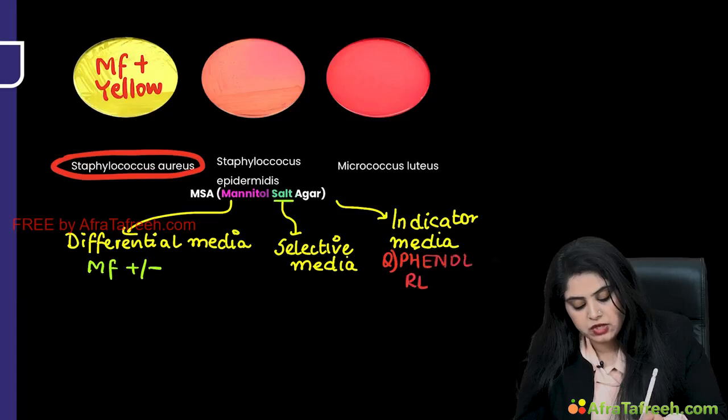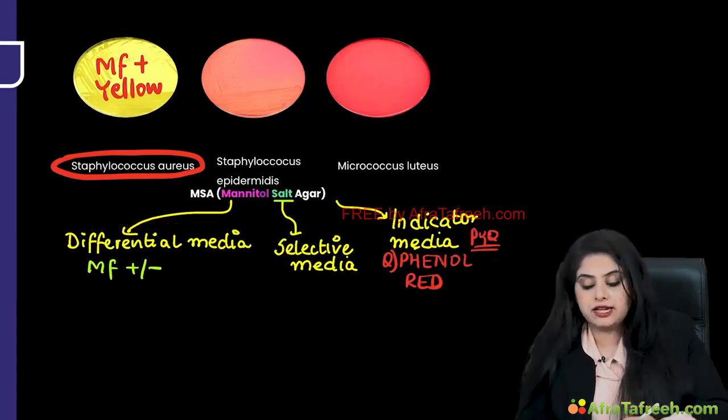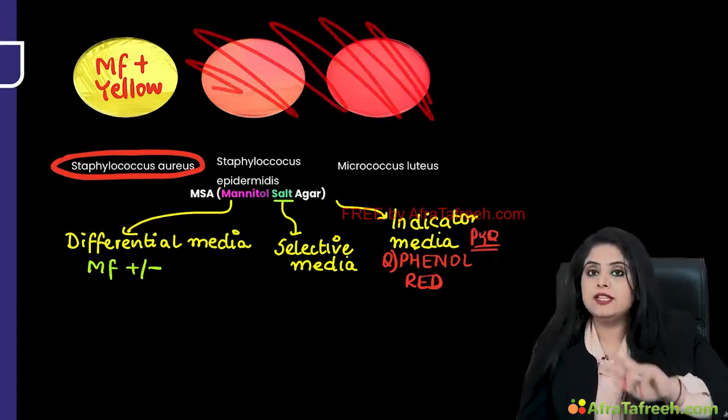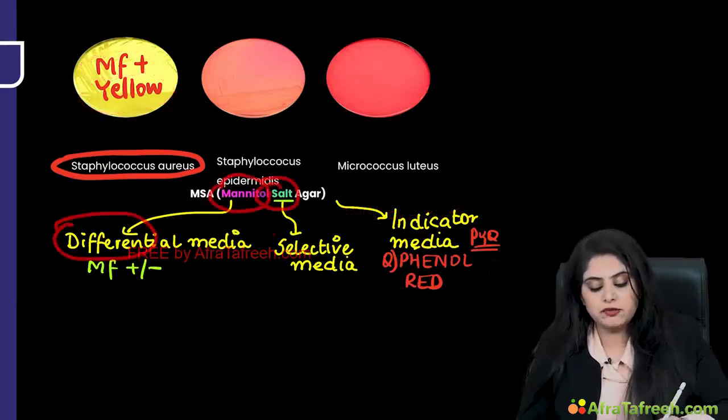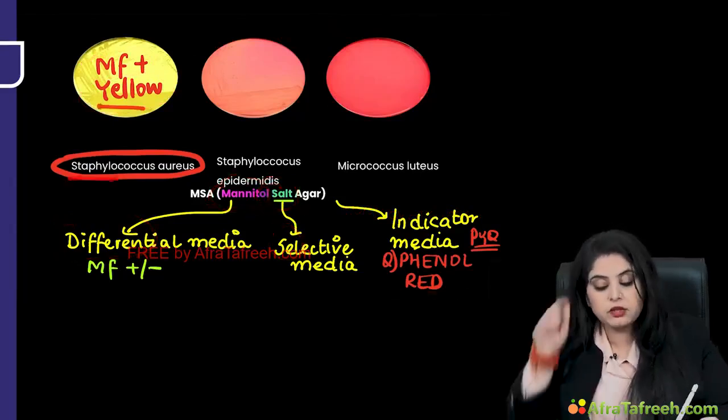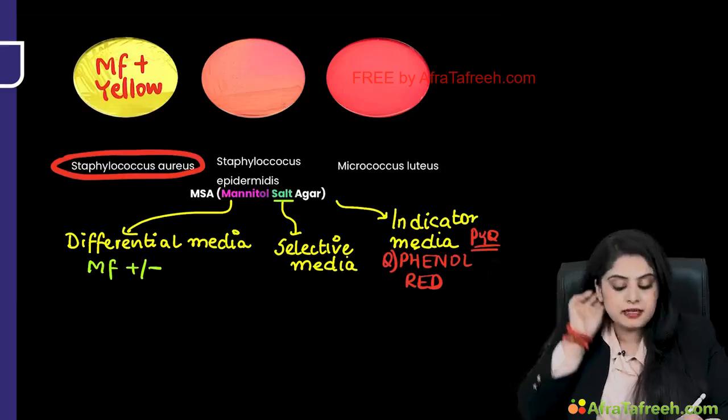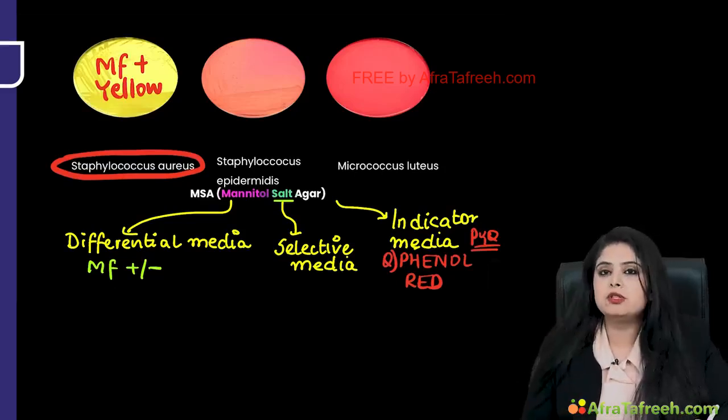Previous year question: what is the indicator that you have in mannitol salt agar? So that is why it's all red, red, red. Only when mannitol is fermented will the color change to yellow. So simple: mannitol for differential, salt for selective, and the indicator used is phenol red. Is Staph aureus going to be a mannitol fermenter? Yes, I can see that. Perfect. Should we go on to the biochemical test?